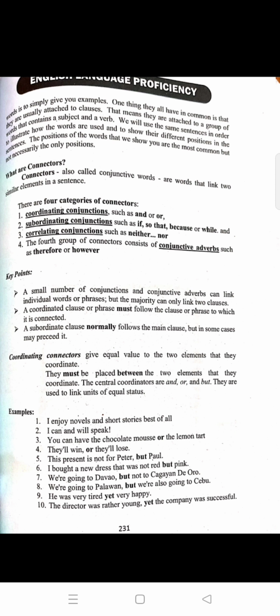Noun and noun. Next, this present is not for Peter but Paul. Peter and Paul are what is connected here. They are both persons. I bought a new dress that was not red but pink. Red and pink are both colors. So, that's the use of coordinating conjunctions. They give equal value to the 2 elements that they coordinate. Examples are and, but, and or.